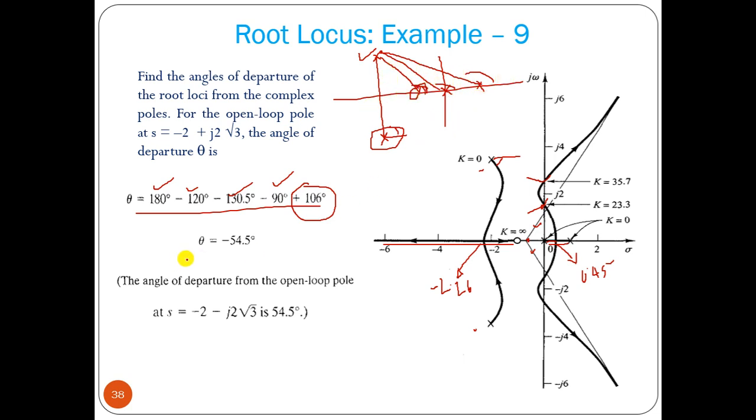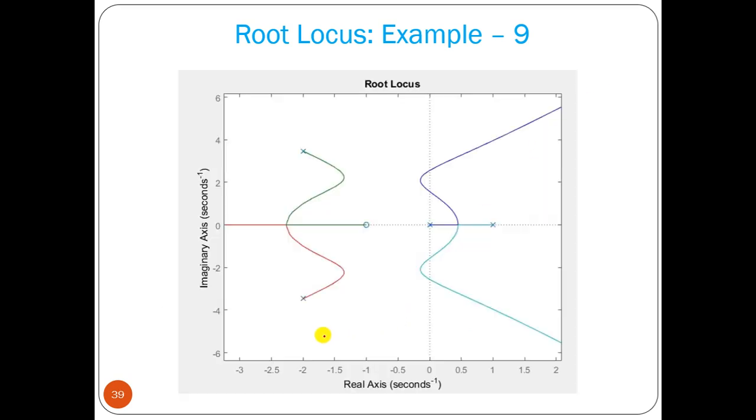Okay, then we can find that angle. At that angle it should depart and come to the breakaway point, break away, and enter into a finite zero. This pole comes, breaks away, and goes to an infinite zero. So this is the plot of this particular problem that we can observe here in MATLAB.